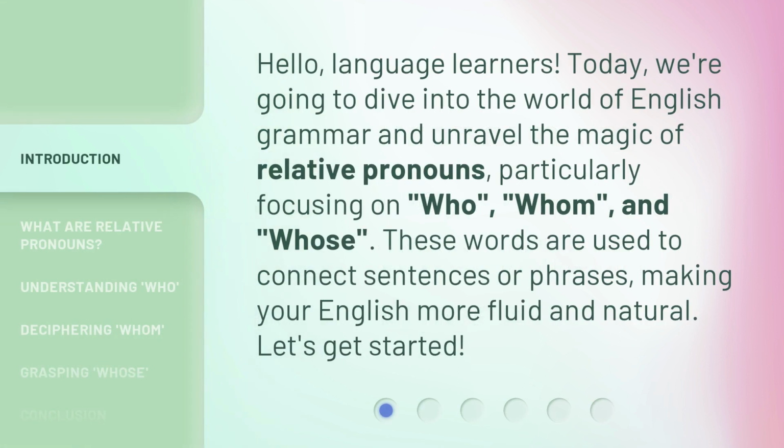Hello, language learners. Today, we're going to dive into the world of English grammar and unravel the magic of relative pronouns, particularly focusing on who, whom, and whose. These words are used to connect sentences or phrases, making your English more fluid and natural. Let's get started.